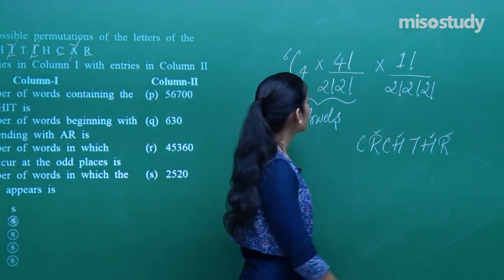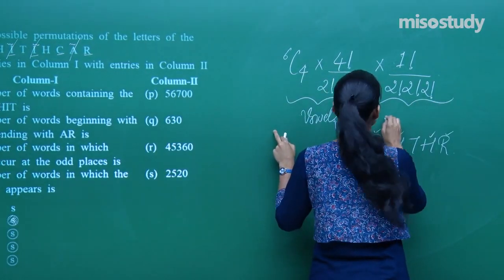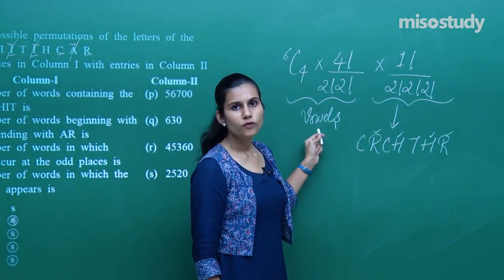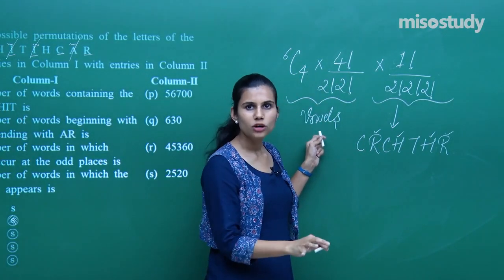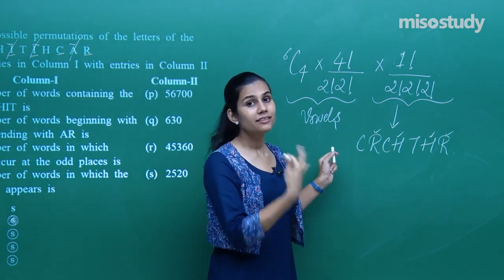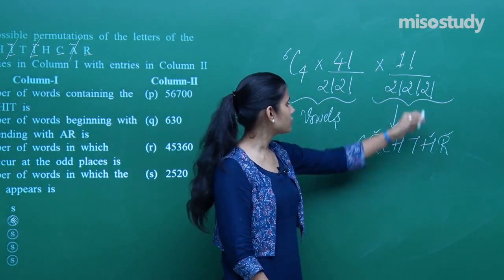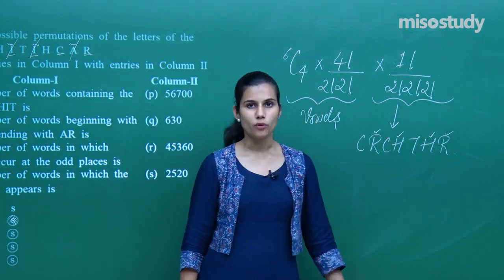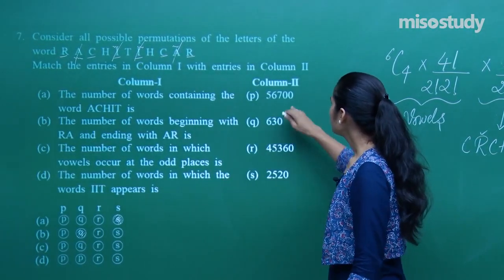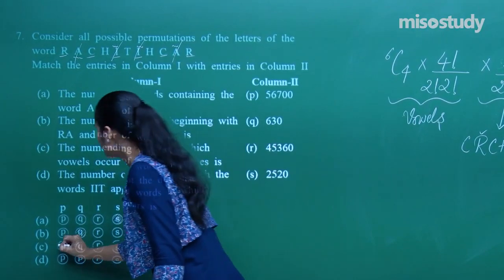So this is the total number of ways of arranging the 4 vowels, out of which 2 are of one kind and 2 are of the other kind, in 4 odd places out of the 6 odd places, and in the rest of the places you are arranging the available non-vowel letters or consonants. And that number comes out to be 56,700, so P gets matched against this.